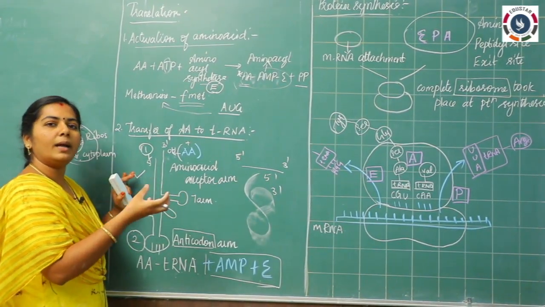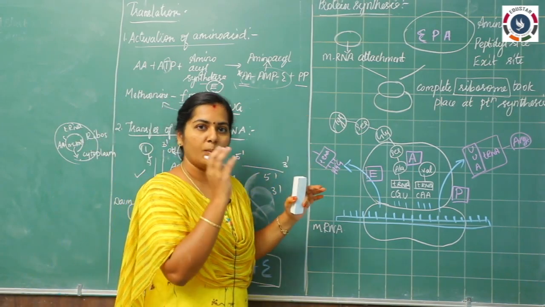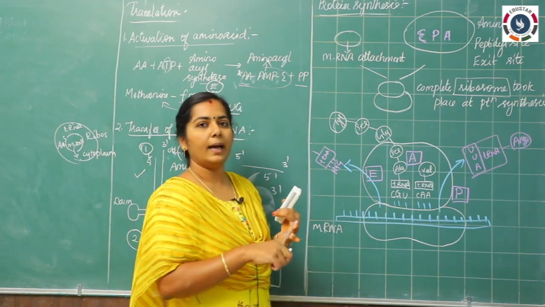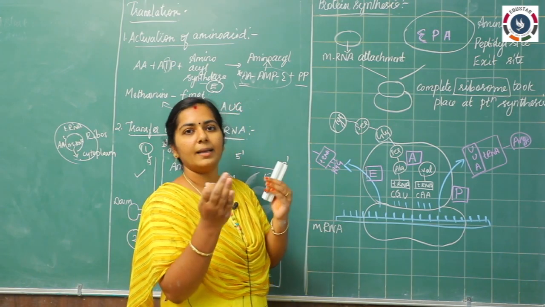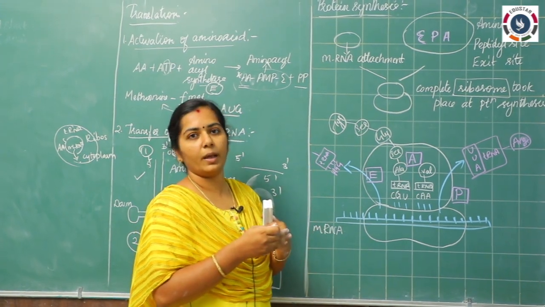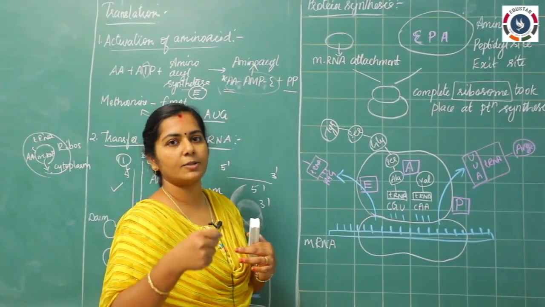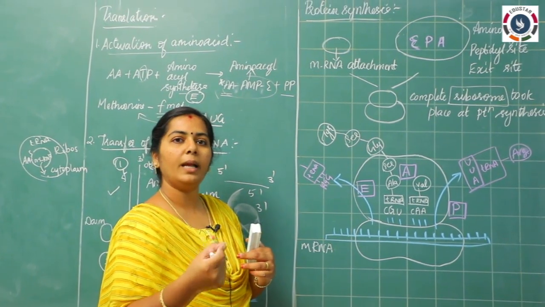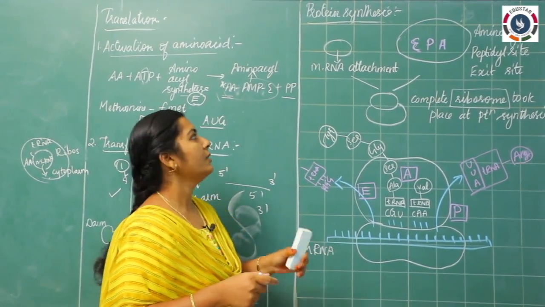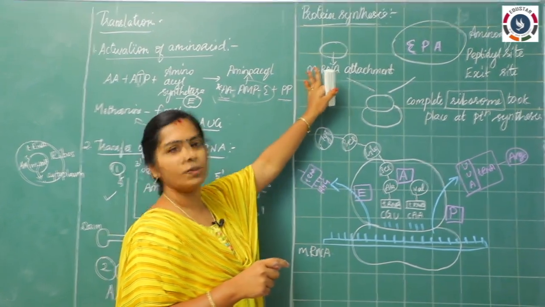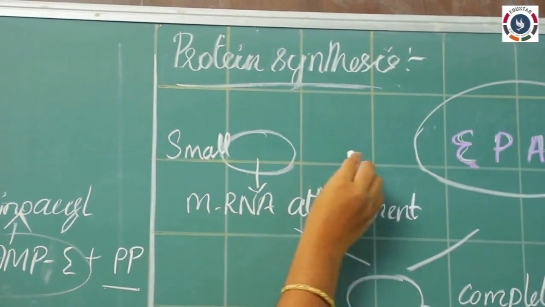We know that ribosomes are made up of two subunits. One is the smaller subunit and the other is the larger subunit. The two subunits are not present together unless there is protein synthesis. If protein synthesis is going to happen, only then the larger subunit and the smaller subunit will unite together. Here in this ribosome, this is the smaller subunit and this is the larger subunit.